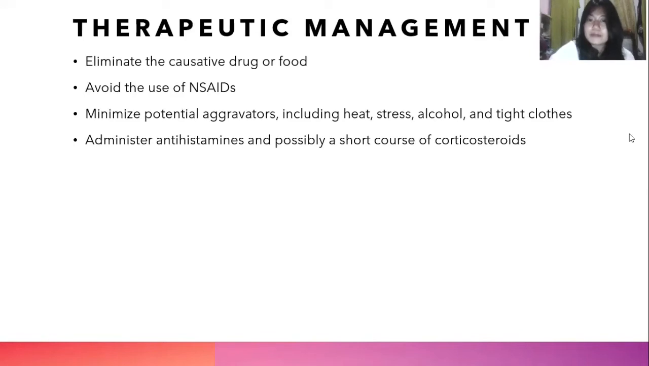The therapeutic management for urticaria is that as a nurse, you should prioritize that you have eliminated the causative drug or food for the presence of urticaria. You should avoid the use of NSAIDs or non-steroidal anti-inflammatory drugs and minimize potential aggravators including heat, stress, alcohol, and tight clothes. Lastly, it should be your responsibility to administer antihistamines as prescribed and possibly a short course of corticosteroids.